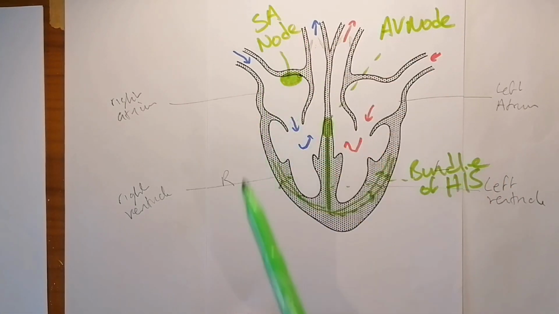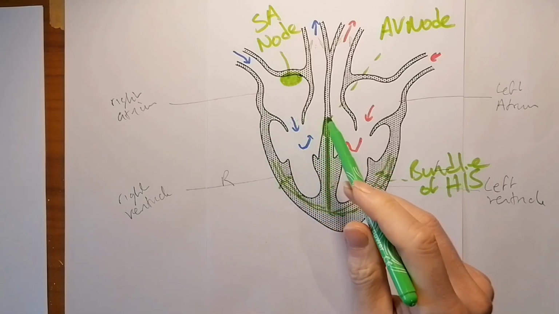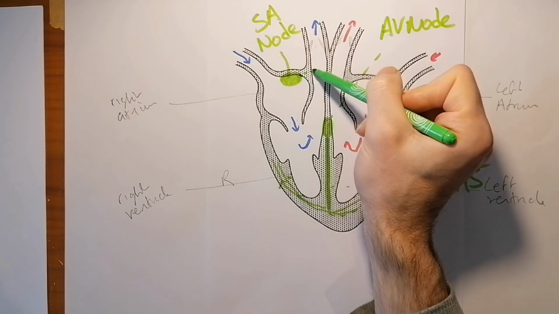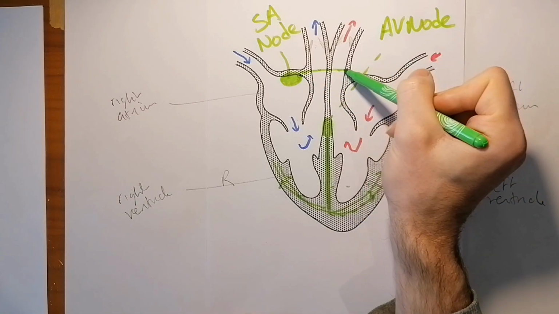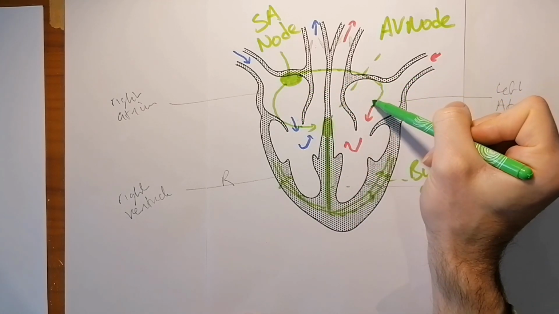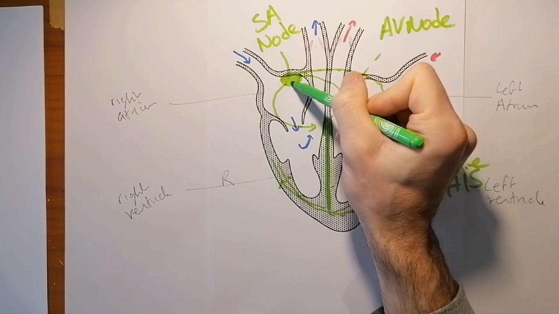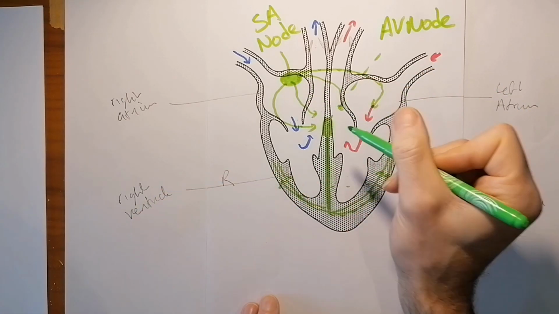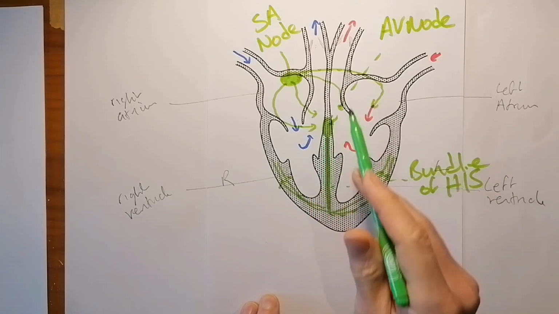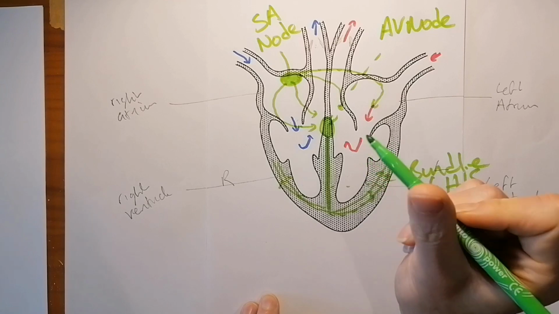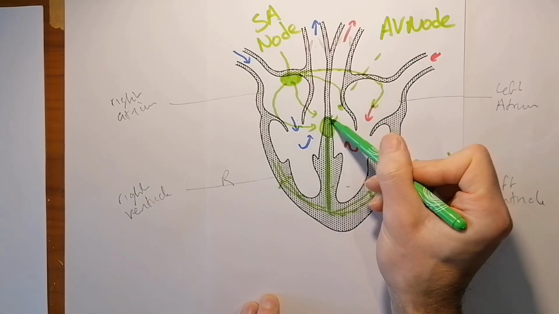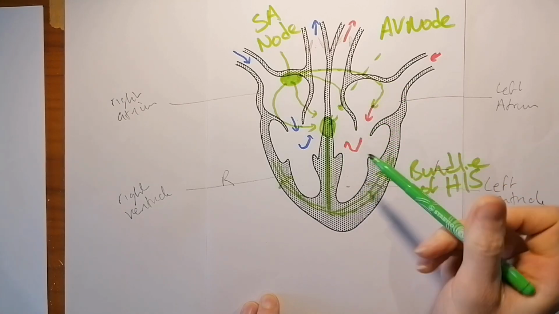So the SA node is sending out the signal to tell the heart to contract, contract, contract. That causes the atria to contract, and so the signal will spread throughout the walls of the atria, and the atria will squeeze the blood down into the ventricles. That signal is then picked up by the AV node in the middle of the heart. There's a short pause, and that pause allows the ventricles to fill with blood.